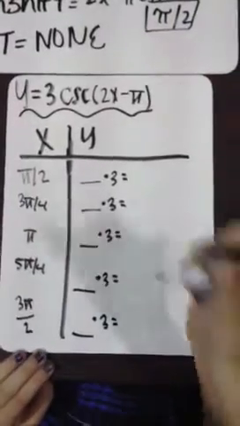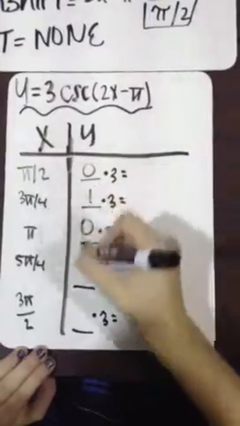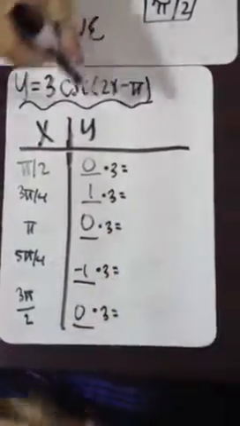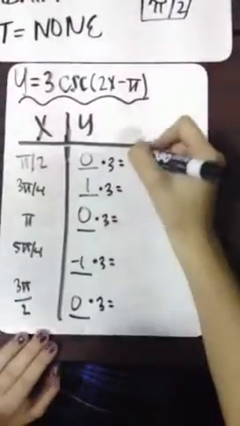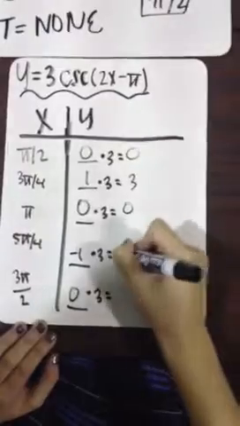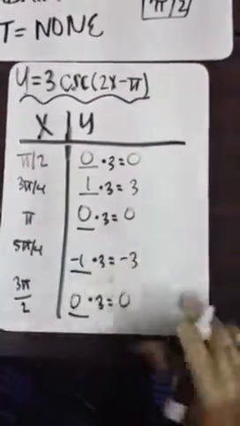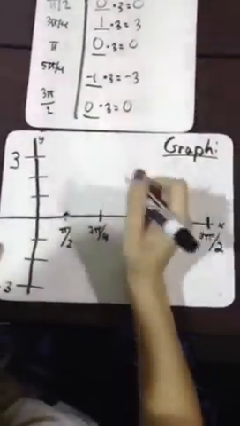For the y values, you would write down the cosecant pattern, which is 0, 1, 0, negative 1, 0. And then you'd multiply by 3 because there's a 3 in front of the cosecant. So you would get, as your final y values, 0, 3, 0, negative 3, and 0. Okay, you would graph that on a graph. Your asymptotes would be at 0, so you'd put dotted lines everywhere there's a 0 on your y value.